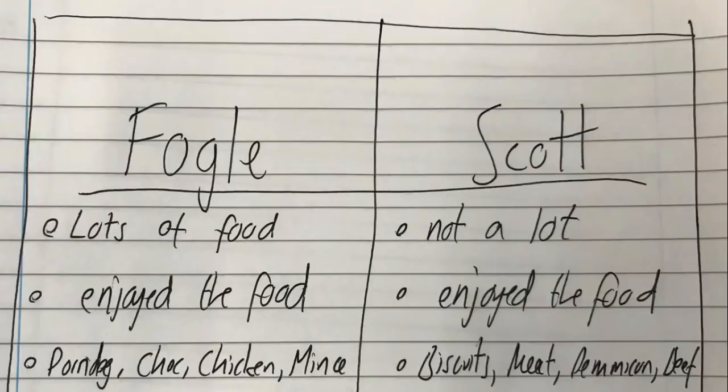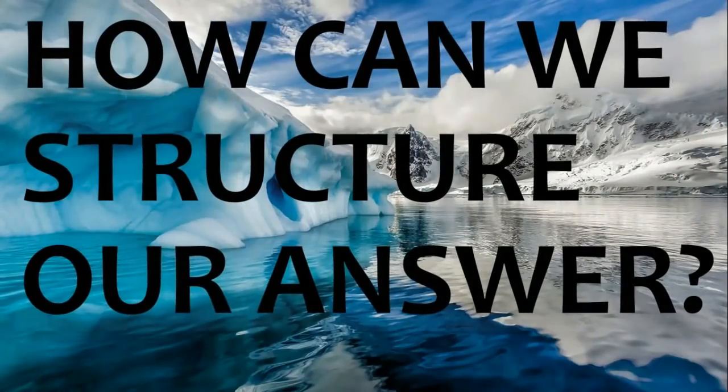Fogle, porridge, chocolate, chicken, mince, Scott, biscuits, meat. So I've just listed the food. Maybe if you did that on your exam paper, instead of highlighting, it would make things obvious, and it'd be quite easy for you to pick out what was the same or what was the difference. So how are we going to structure the answer?